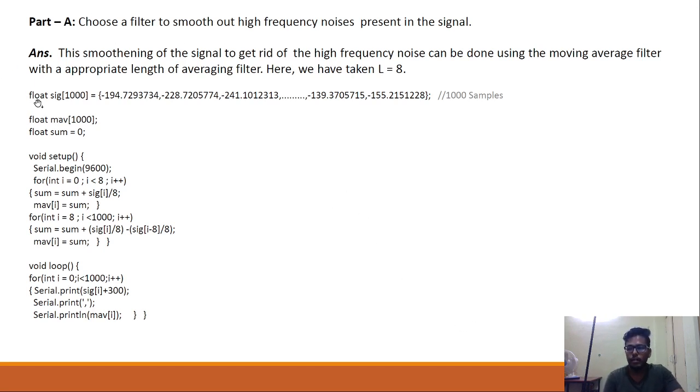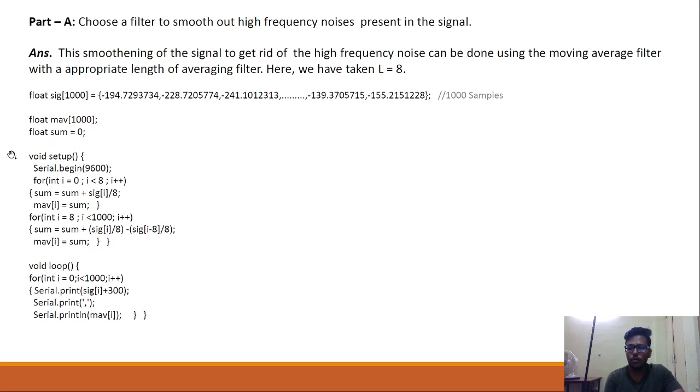I have defined a float array signal, SIG, of 1000 elements, and defined the values for this array. Now I defined the moving average filter with 1000 elements. Then I defined a sum, which is going to store the intermediate value when calculating the moving average filter of the signal.